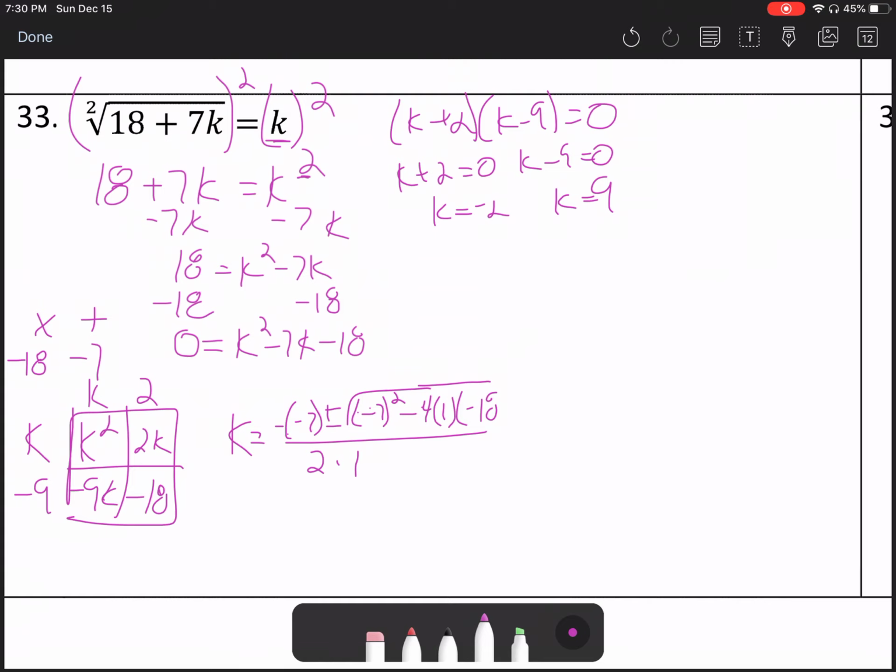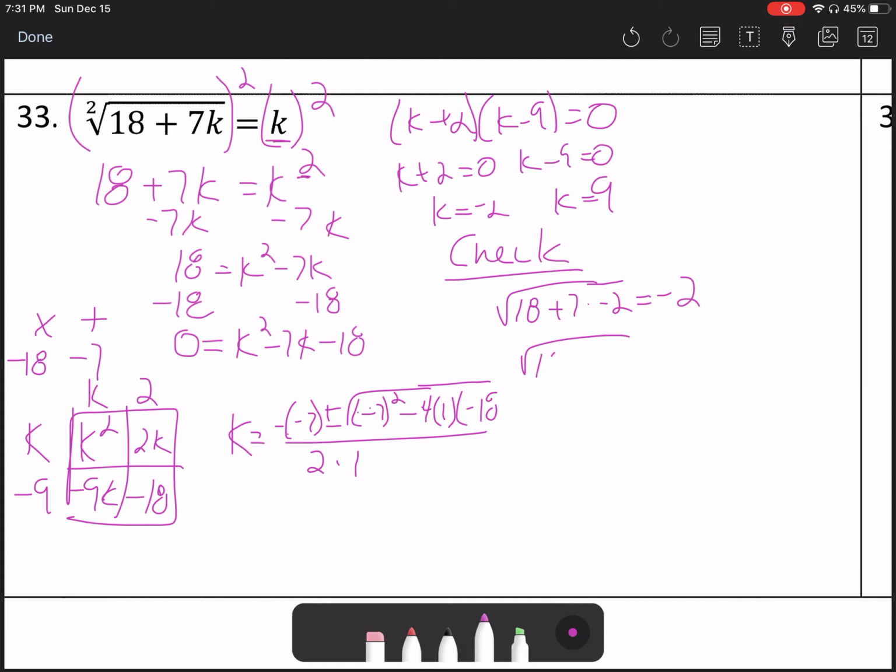So, unfortunately, the pain with this one is you do have to do a check, and you have to check both answers. So I'm going to check the first one, I'm going to check my negative 2. So if negative 2 works, then 18 plus 7 times negative 2 should be equal to negative 2. I already know that this is not going to work because you can't take the square root of a number and get a negative, but we'll go through this anyway.